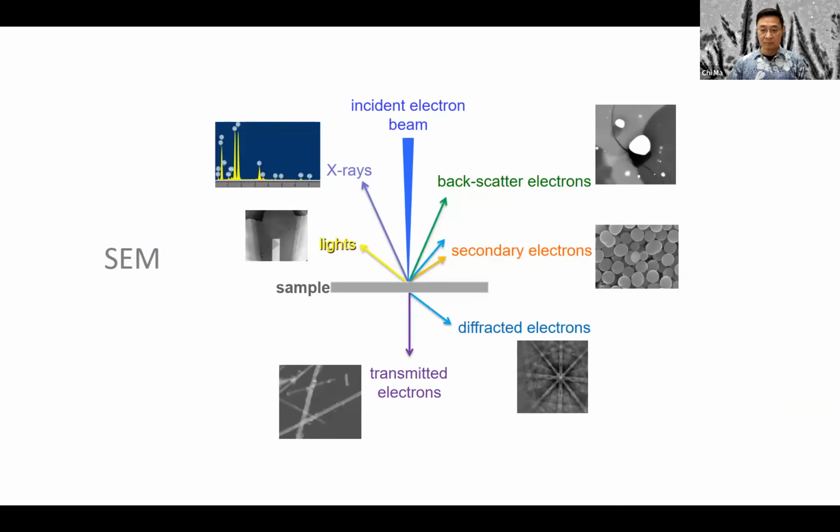In SEM, electron beams strike a specimen, producing a spectrum of signals. Secondary electrons for topographic imaging, backscatter electrons for compositional contrast imaging, X-rays for elemental analysis, and light for CL imaging, then diffracted electrons for structural analysis, and transmitted electrons for STEM imaging.